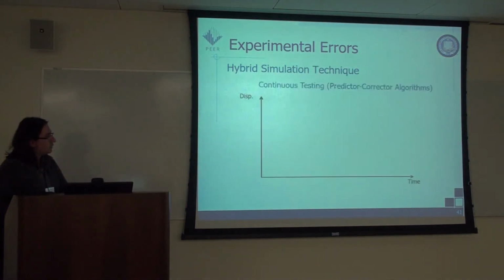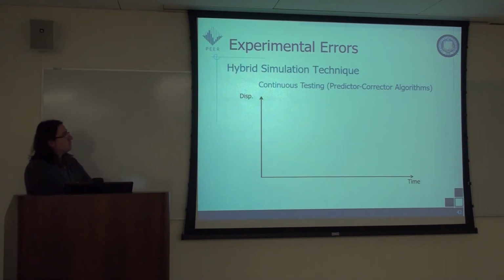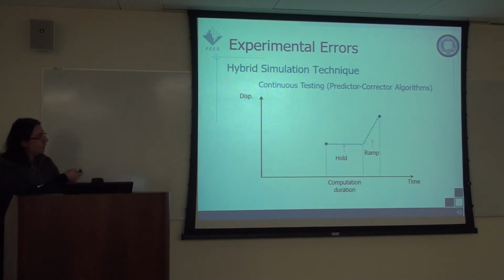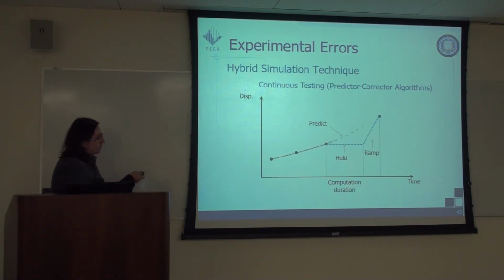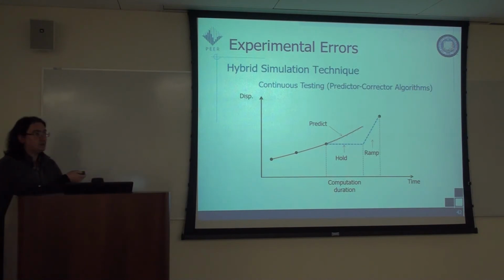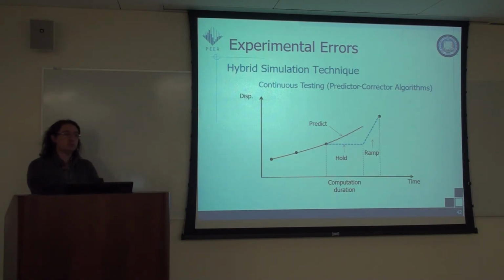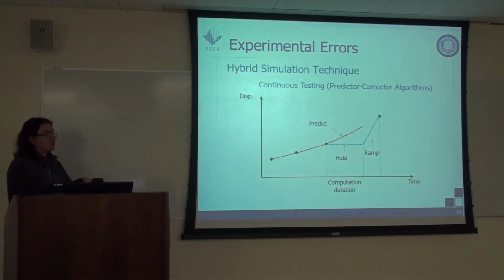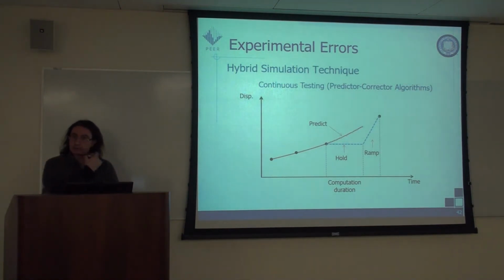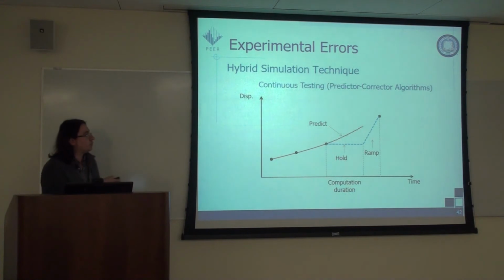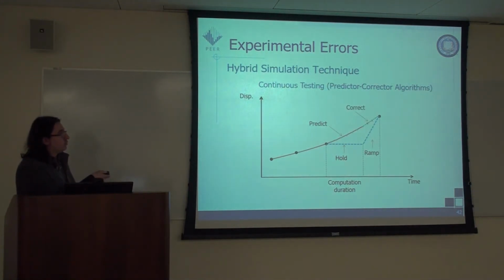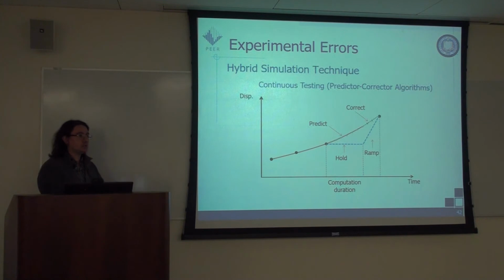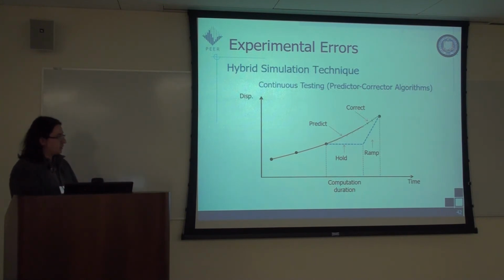So to avoid this, as Dr. Yu mentioned, predictor corrector algorithms have been developed, and what these do is, instead of waiting during the hold stage, you move your actuators in a trajectory based on the previously computed displacements, which is called the prediction stage. And when you compute the next displacement, you move the actuators to correct the position. And obviously this has less errors.